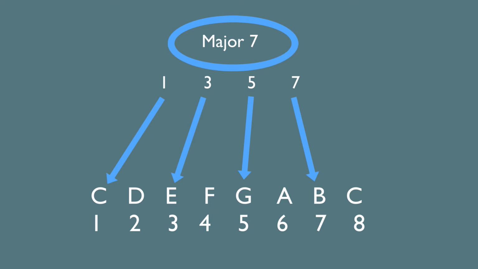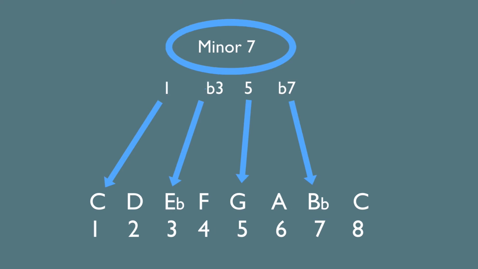The first one is major 7. As we already discussed, taking a triad and adding the seventh note to it is the major 7. The second chord is the minor 7th. A minor 7th basically has a flattened third and a flattened 7th.